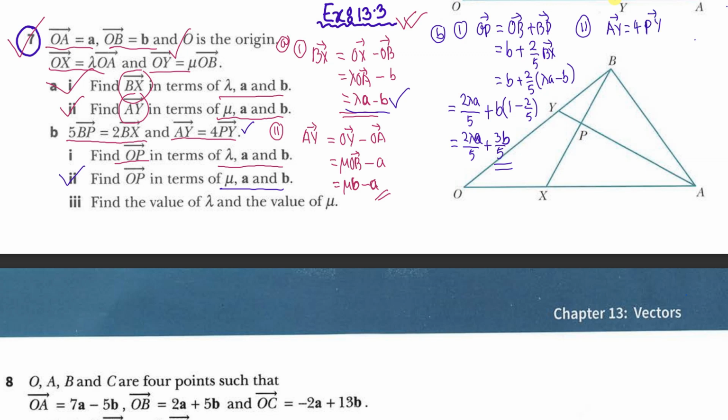Let me break down this information because we already have AY, you can use from there. So left side AY, this is the information AY provided. Let me write mu B minus A, and from the right side you can write it, say OY minus OP, because our target is to make OP the subject from here. So let me write mu B minus A equals 4OY minus 4OP.